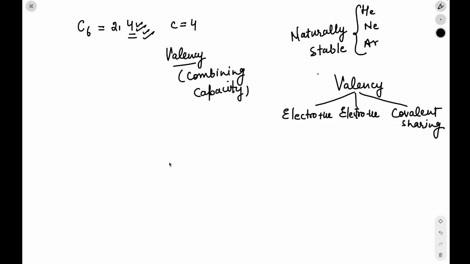Those atoms which tend to lose their electrons to complete the octet are called electropositive atoms. So its valency is equal to the number of electrons lost, like sodium, magnesium, aluminium, potassium, etc. And some atoms tend to gain electrons to complete their octet.